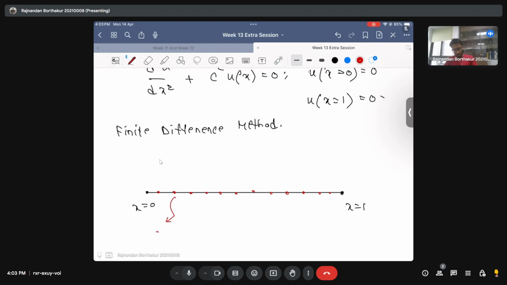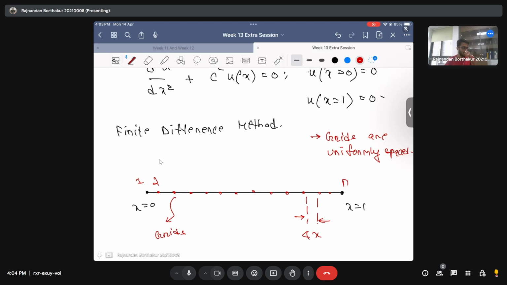So these points are called grids, and we take multiple number of grids, and the distance between two grids we'll call delta x. We'll consider that the grids are uniformly spaced, and the distance between two grids is delta x. Let's say I name this grid 1, this grid 2, and the last grid, which is the boundary, is the nth grid, grid n.